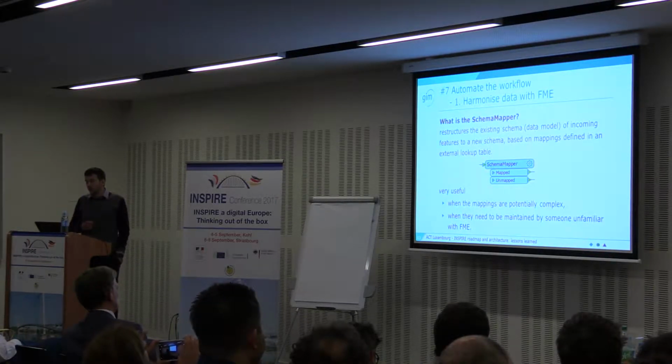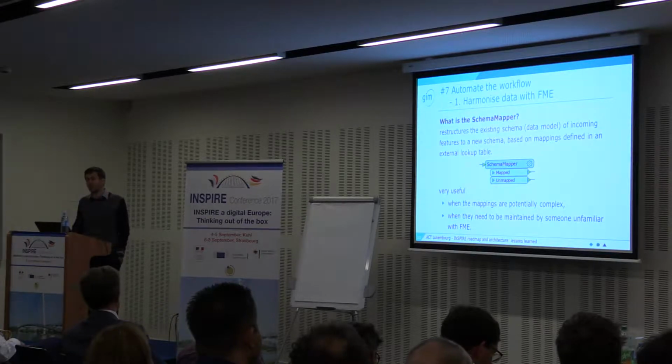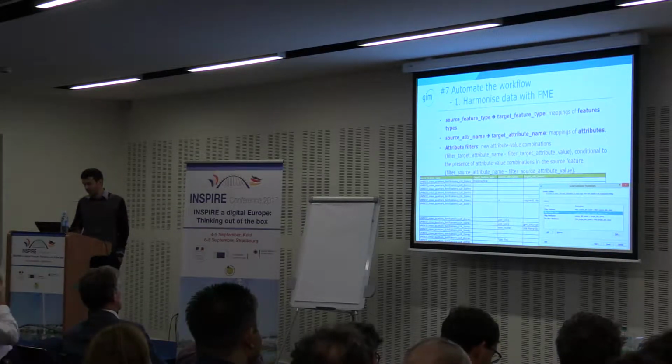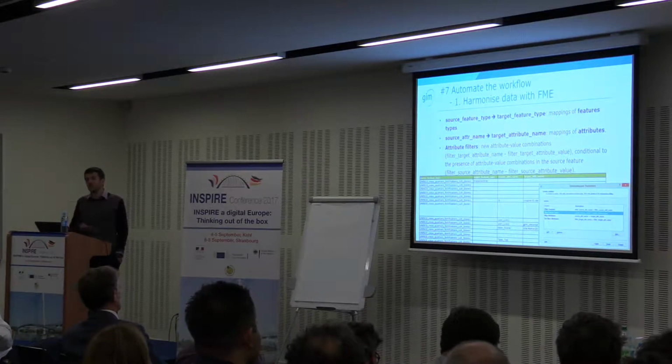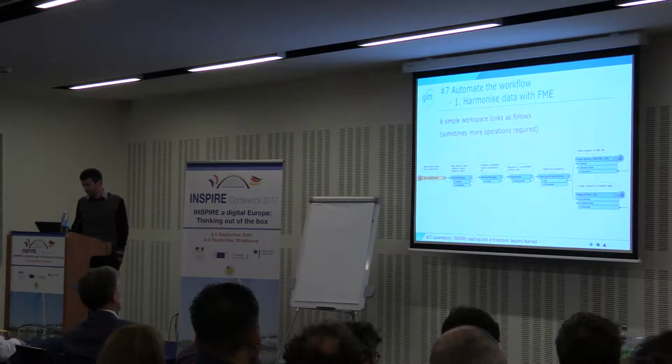It actually allows you to restructure the schema of the existing data that you are reading on the input side, and you transform that to a new schema, the Inspire schema, based on mappings that you define in a table, in an external lookup table. And so here's an example of such a table. It allows you to map feature types, so source and target feature types. It allows you to map attribute names, and also it allows you to map attribute values.